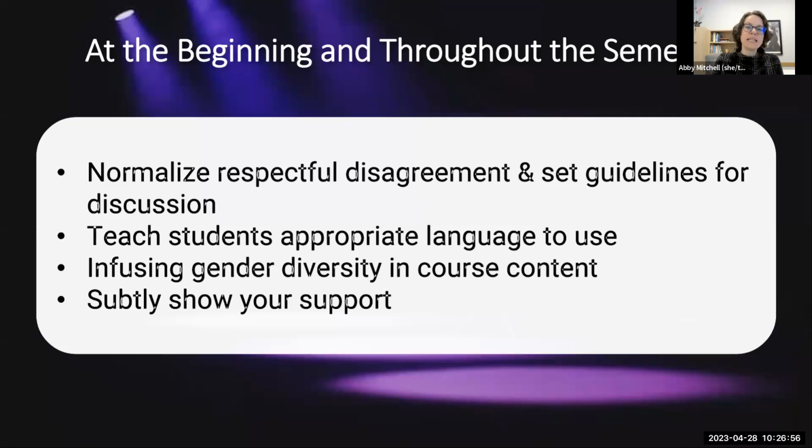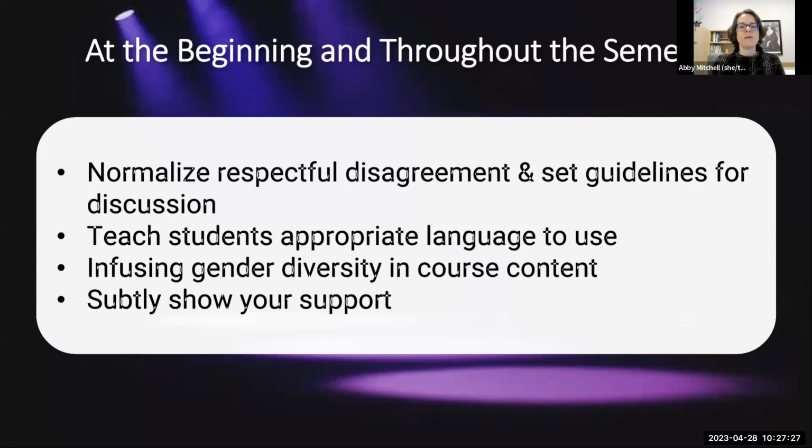So both at the beginning and then continually throughout the semester, normalizing respectful disagreement and setting guidelines for discussion can be really, really helpful. With normalizing respectful disagreement, I always have a part in my syllabus where I talk about that. I also tell students that disagreeing with other students in the class is okay. Disagreeing with me is okay. And I tell them that I don't want them to think like I think.